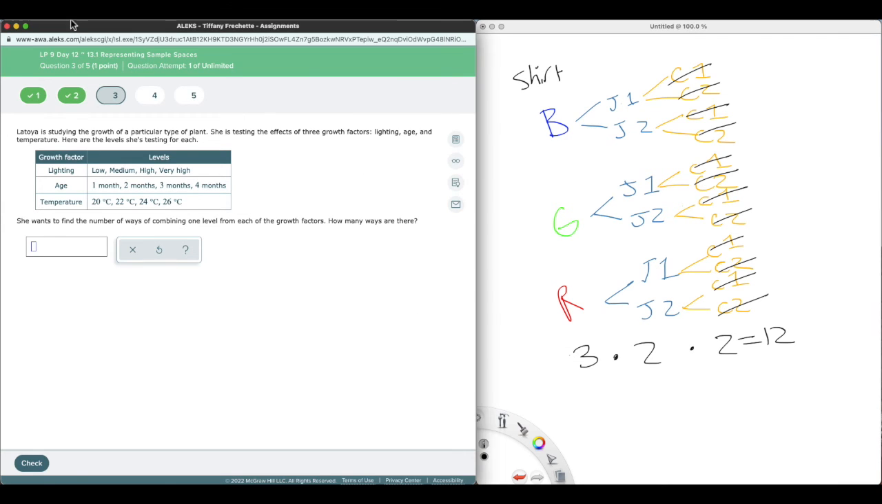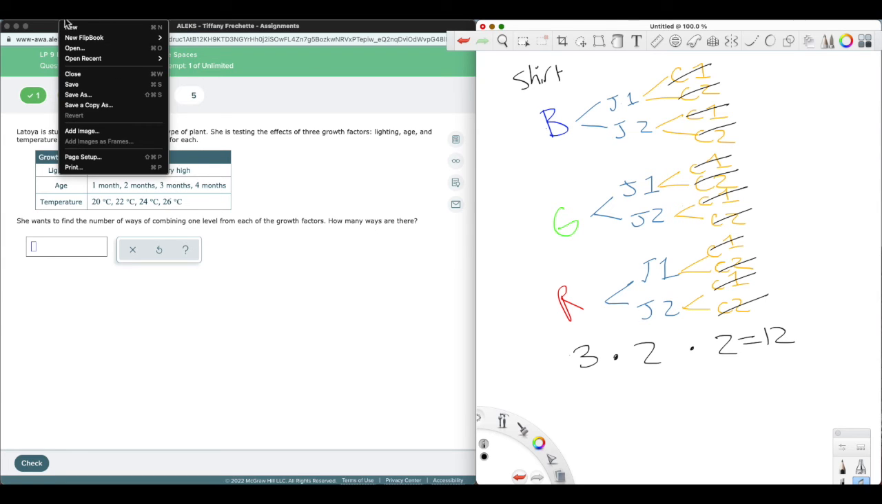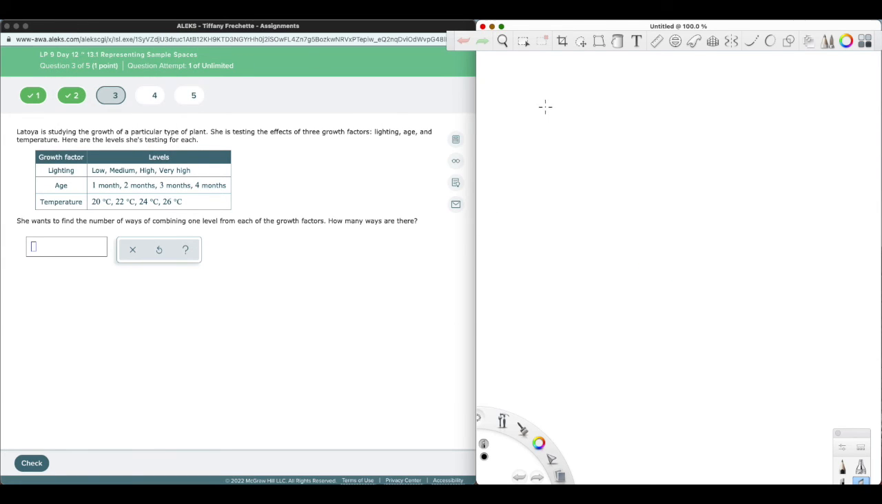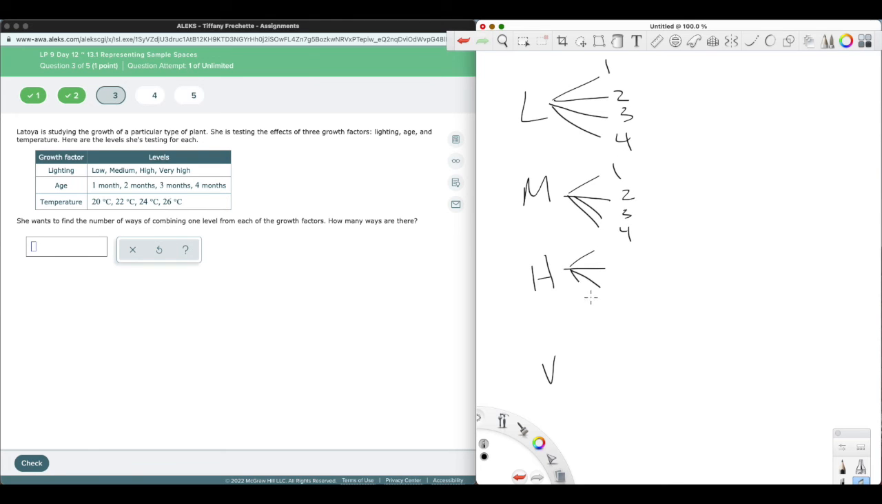So I can even, oops, clicked on the wrong thing here. Nope, don't save. So I'd have low, medium, high, very high, like that. And now I'd have 1, 2, 3, 4 for the lighting. 1, 2, 3, 4. And 1, 2, 3, 4. Like that. Now for each one of the months, and I'm not going to be able to draw this because I didn't actually give myself enough room, I'd have 1, 2, 3, 4 for the temperature.